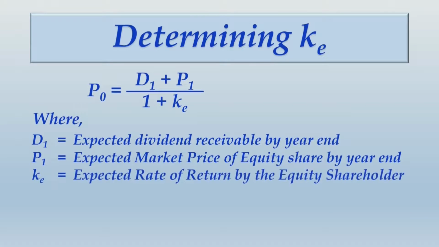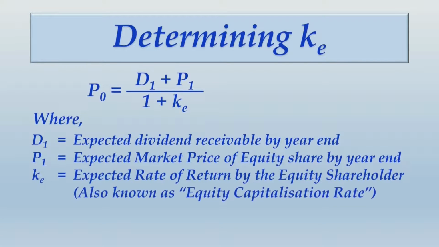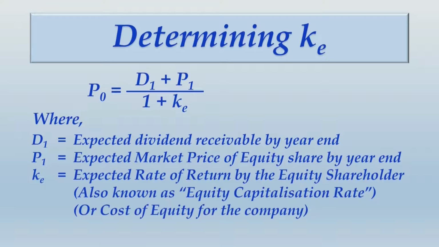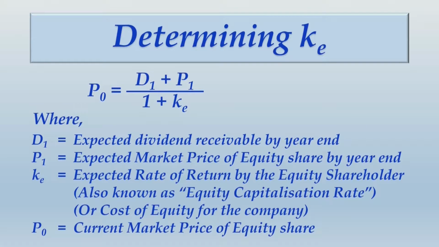KE is the expected rate of return by the equity shareholder, which is also known as the equity capitalization rate, or it is also considered as the cost of equity for the company. And what is P0? P0 is the current market price of the equity share.